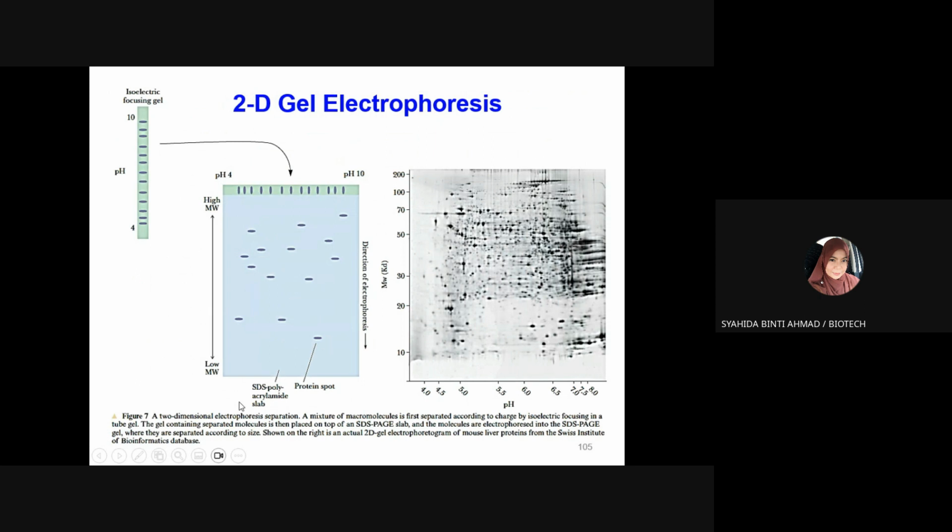Or you can do 2D gel, where first you separate the protein based on their pI, their net charge, pH. Once you have separated according to pH, you run the SDS-PAGE gel, so that you will get a spot of protein like this. Instead of a band, you get a spot, right? A protein spot. So you can see that it is separated according to size and pH. All right.